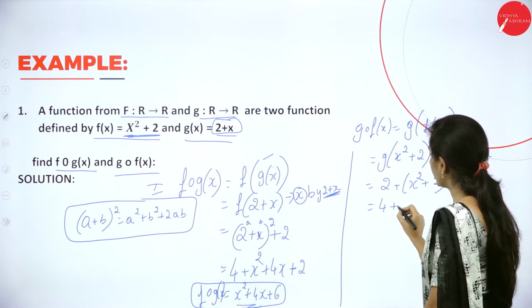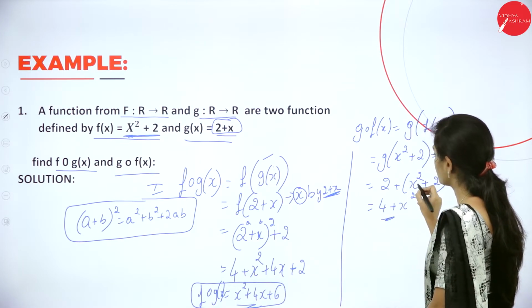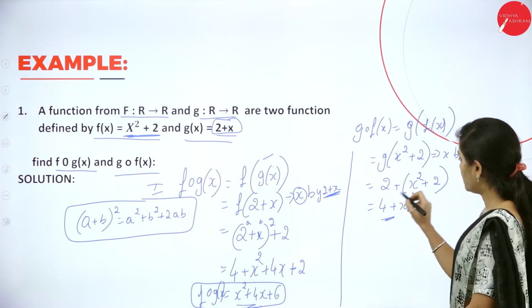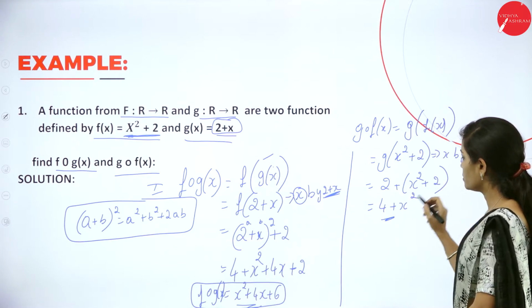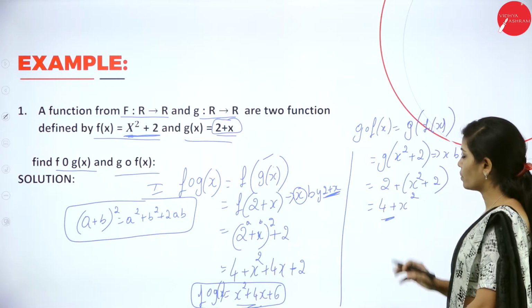So 4 plus x square. Directly I can write it is 4 plus x square. 2 plus x square plus 2. So 2 plus 2 is 4. Remove the bracket. 4 plus x square is your answer.